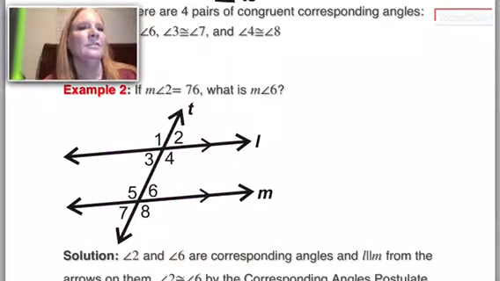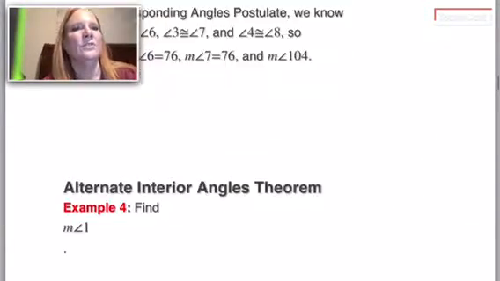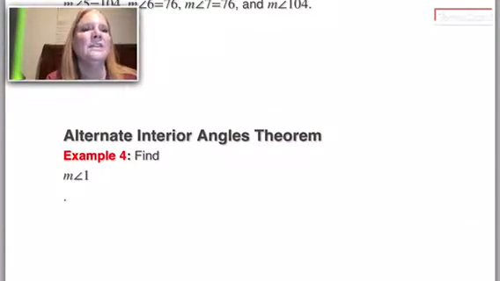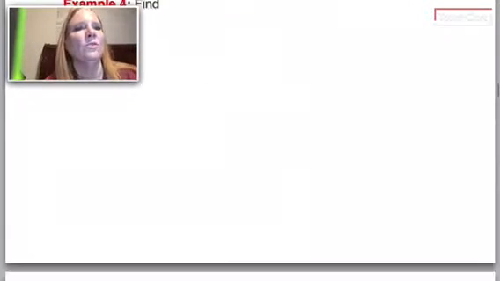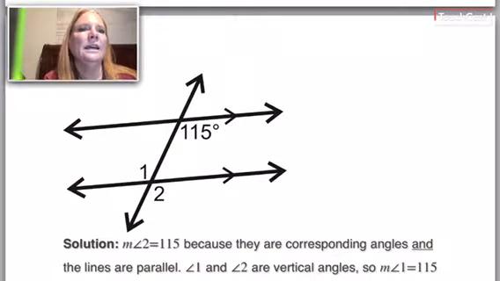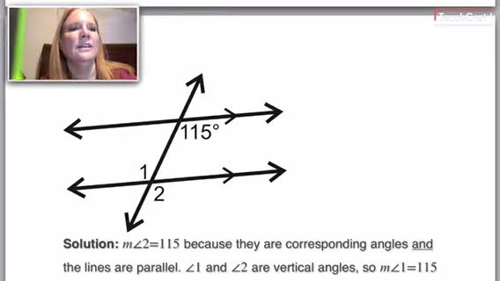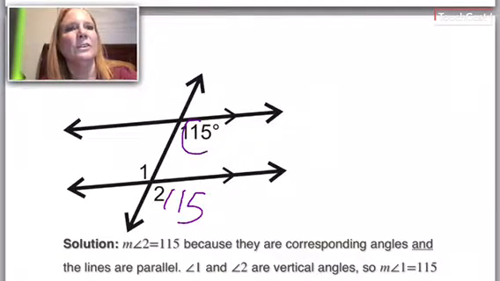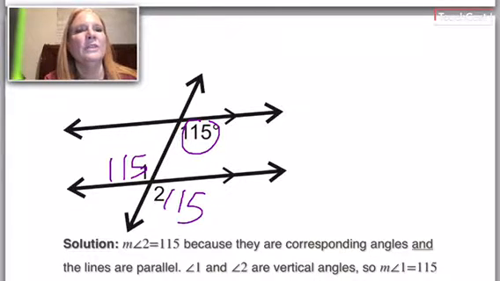Okay. So now let's scroll down and we see the alternate interior angles theorem. And they ask us to find the measure of angle 1. When we look here, we know that angle 2 is a corresponding angle, and so we can say that angle is 115 degrees because it's corresponding to this one here. And then by the vertical angles theorem, we know that this one has the same measure.